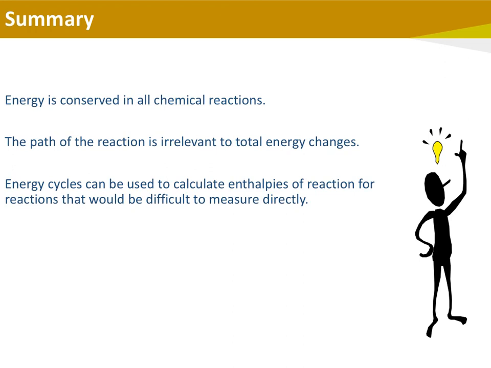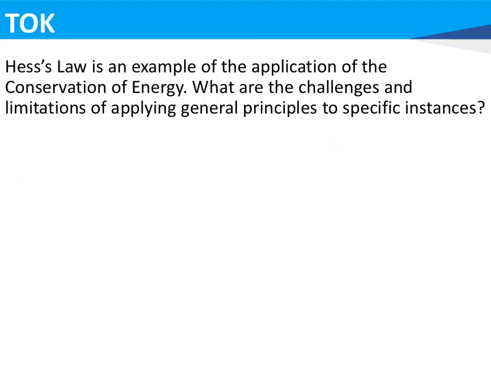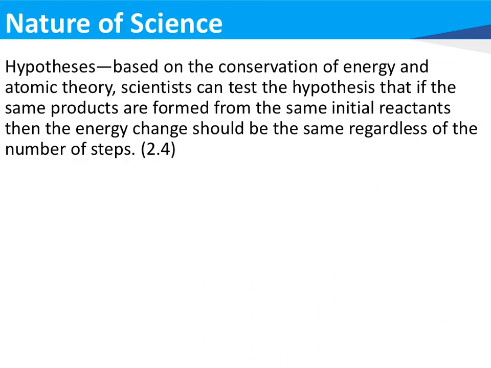So as a summary, energy is conserved in all chemical reactions. The path of the reaction is irrelevant to total energy changes, Hess's law. And energy cycles can be used to calculate enthalpies of reaction for reactions that would be difficult to measure directly. In terms of TOK, Hess's law is an example of the application of the conservation of energy. What are the challenges and limitations of applying general principles to specific instances? Nature of science. I think we'll hold off on this one in terms of a discussion for now. We can come back to it later if you'd like to.